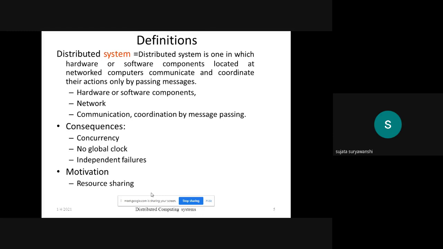And each has a specific talent, suppose a speciality. So two different chefs are there, and both have two different specialities. The specific order will be given to the specific chef who has the specialization for that particular order. In this way, the resources are shared to perform the tasks in the restaurant. So this is one example of a distributed system.